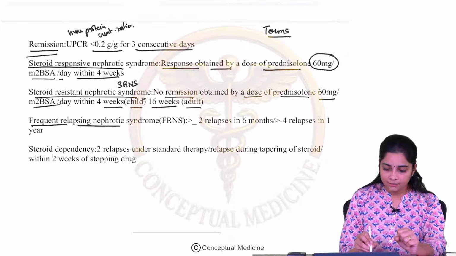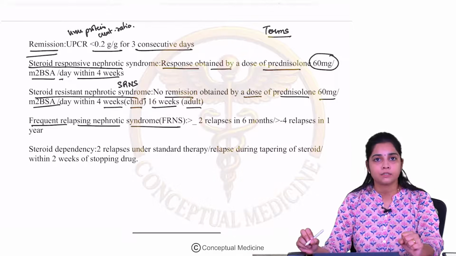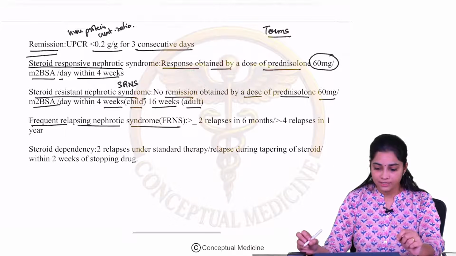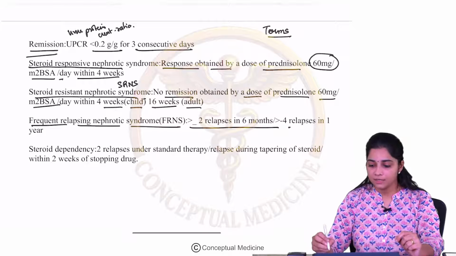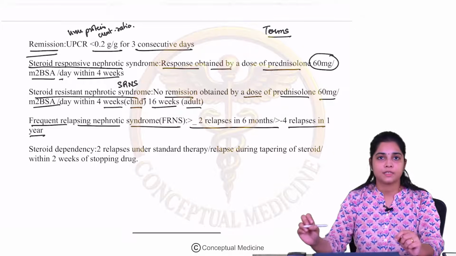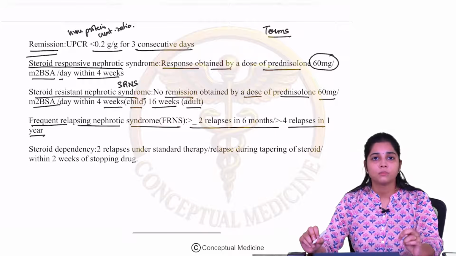Now let us understand what is this FRNS, or frequently relapsing nephrotic syndrome. So in FRNS, what happens is that there are more than 2 relapses in 6 months or more than 4 relapses in 1 year.